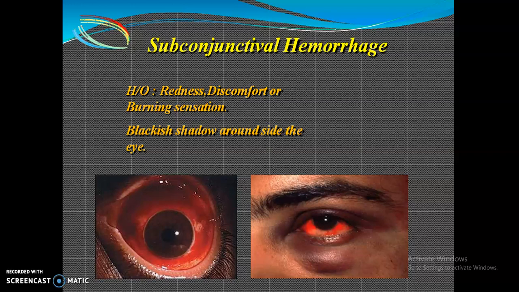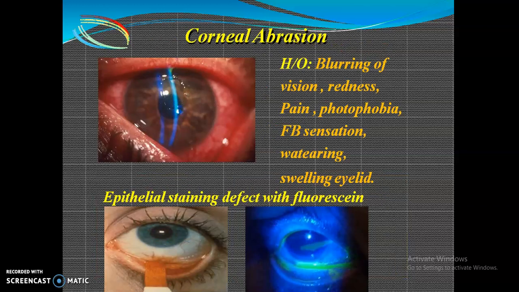Then next one is we have to look for the subconjunctival hemorrhage. Look into the picture. In that you can see the formation of the subconjunctival hemorrhage. And we have to look for the history of the redness or discomfort or burning sensation, then blackish shadow around the side of the eye also. These are the things what we have to look in a suspected case of a subconjunctival hemorrhage.